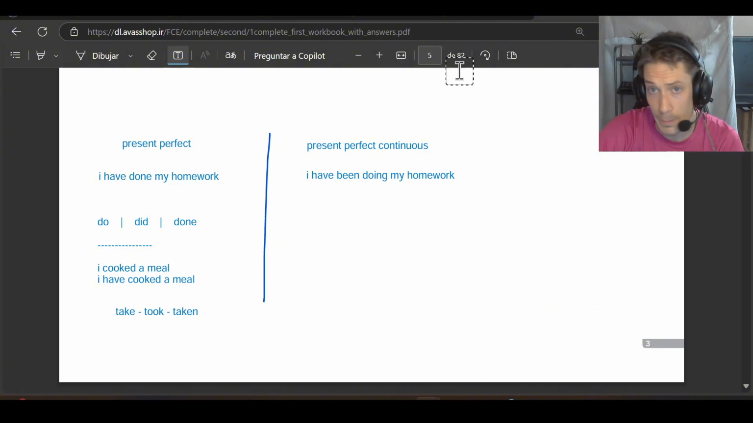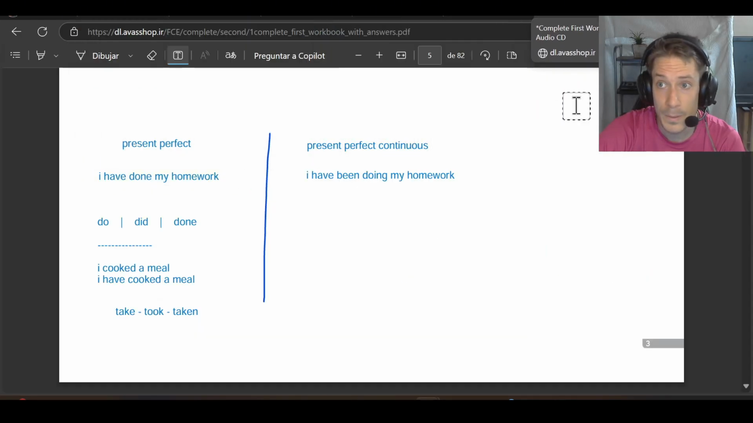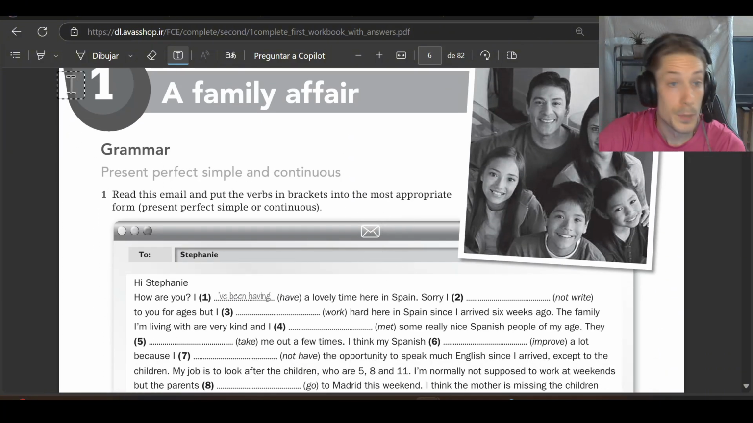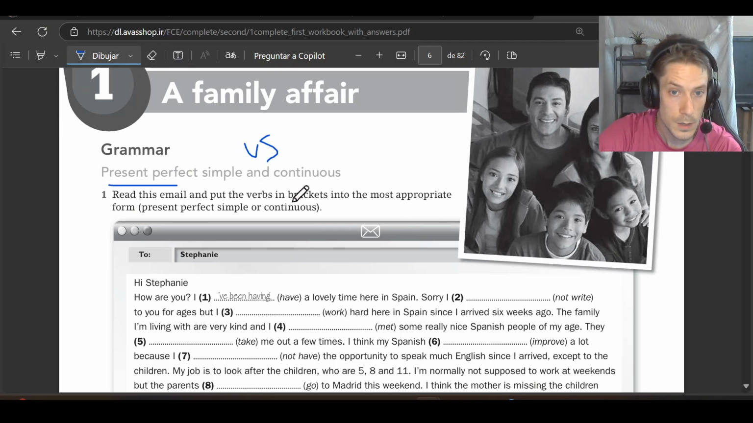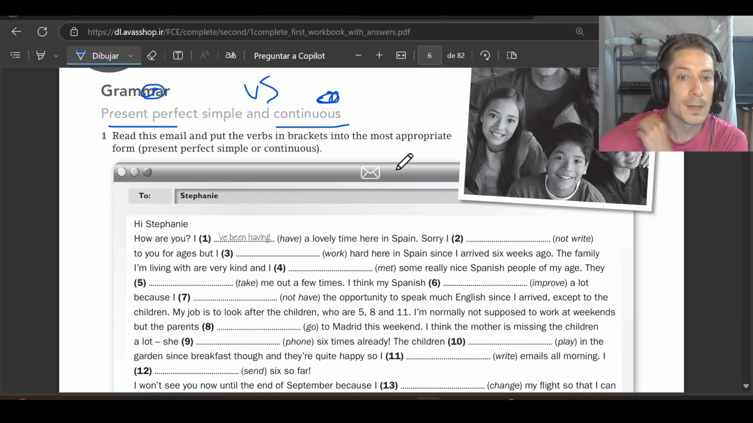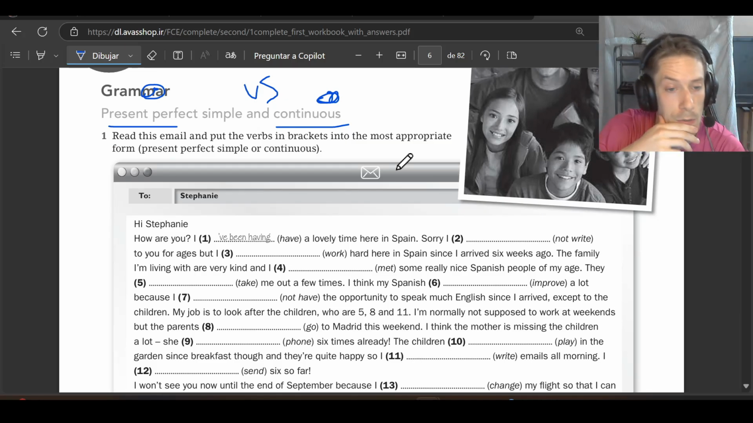But let's dive into examples. And I have an example in the same book, okay. And here it is. Grammar. Present perfect versus present perfect continuous. So already finished, still going on. Here it says, read this email and put the verbs in brackets into the most appropriate form, present perfect or present perfect continuous.